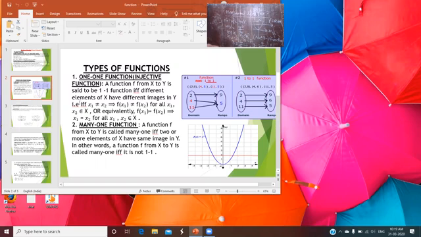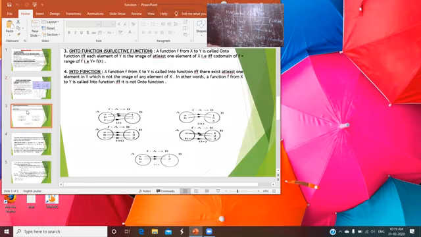Now, second point, your next one is the third type, onto function. A function f from X to Y is said to be an onto function if each element of Y is the image of at least one element of X.